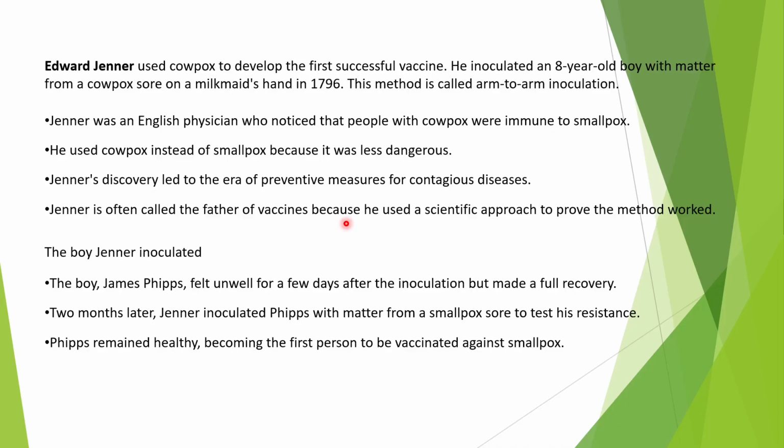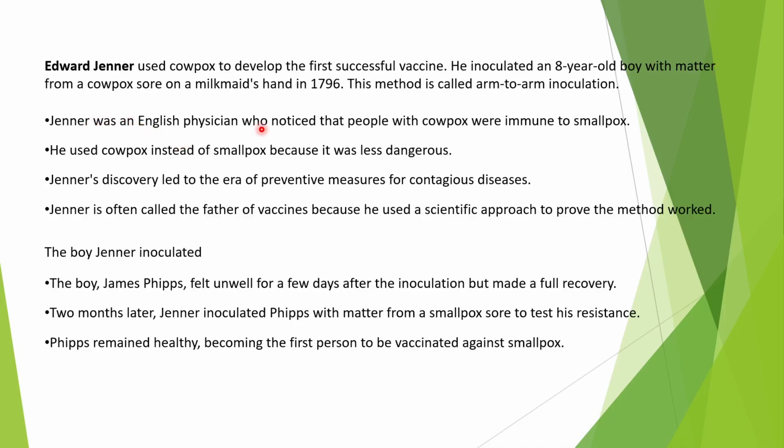Next is Edward Jenner. So Edward Jenner is for the vaccines. So the famous cowpox that was used to develop a vaccine in an 8-year-old boy. Edward Jenner used cowpox to develop the first successful vaccine. He inoculated an 8-year-old boy with the matter from a cowpox sore or a cowpox pustule on the milkmaid's hand in 1796, and this method is called arm to arm inoculation.